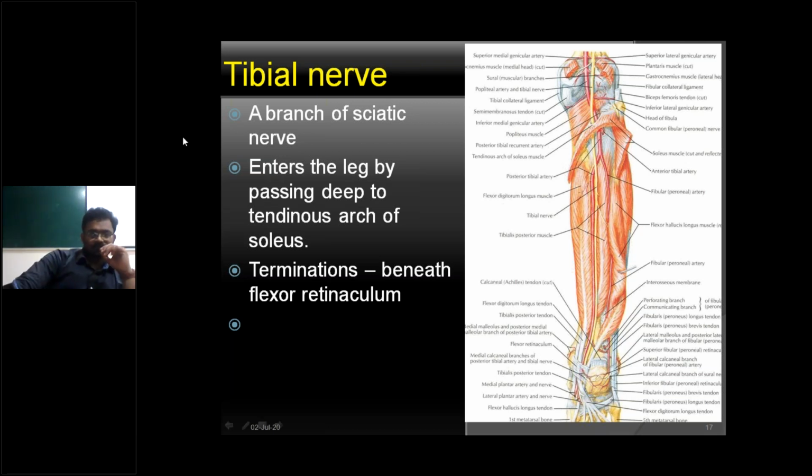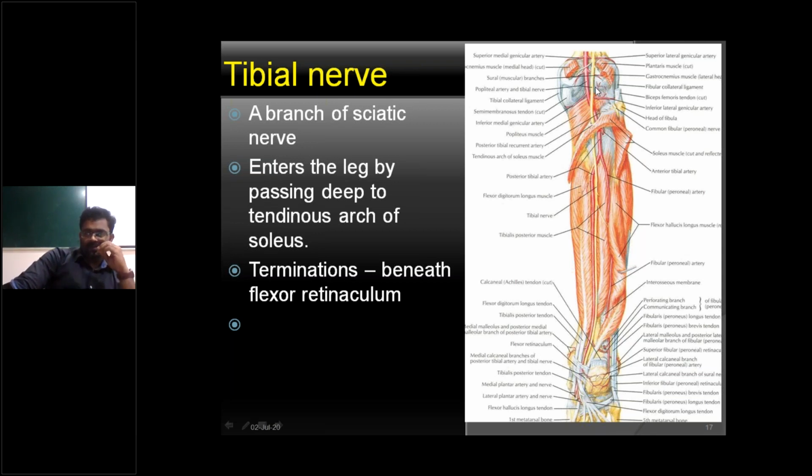It enters the leg, passing deep to the tendinous arch of the soleus. So what is meant by tendinous arch? It is a fibrous arch connecting the tibia and fibula. That forms the tendinous arch. From this tendinous arch, the soleus muscle takes origin.